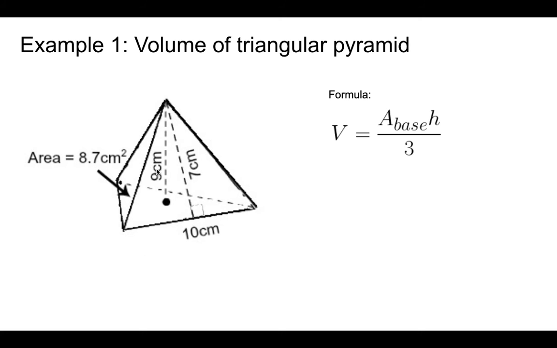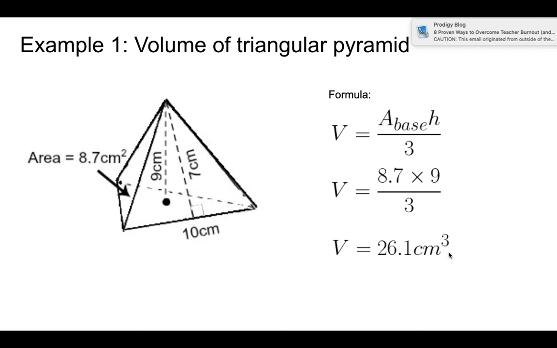Okay, so our area of our base is 8.7 centimeters squared. Our height is 9. Then we're going to divide by 3. So 8.7 times 9 divided by 3 gives us 26.1 centimeters cubed. Again, we're going to use cubed because it's 3 dimensions, right? We have area, which is already centimeters squared, times another centimeter, so centimeters cubed. Remember, volume always has cubed units.